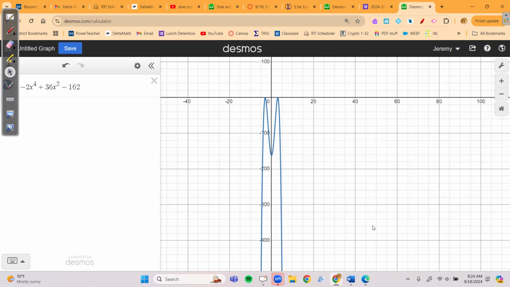Do you have any questions on that? So even roots bounce, odd roots flatten and cross. Got it?